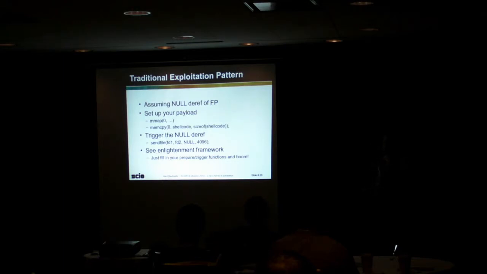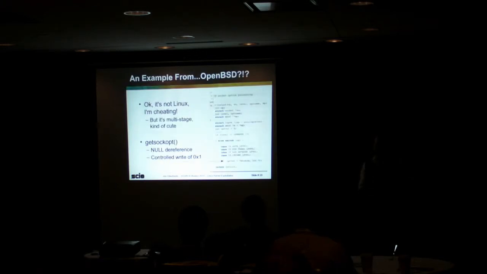And if you want to look at exactly how easy it is to write one of these exploits, you should look at Spender's Enlightenment framework, where you really just fill in two functions: a prepare function for before the exploit, and then a trigger function to actually cause the null dereference, and then it will execute its own built-in payloads, which are all cross-platform and disable every single security mechanism in the kernel as possible.